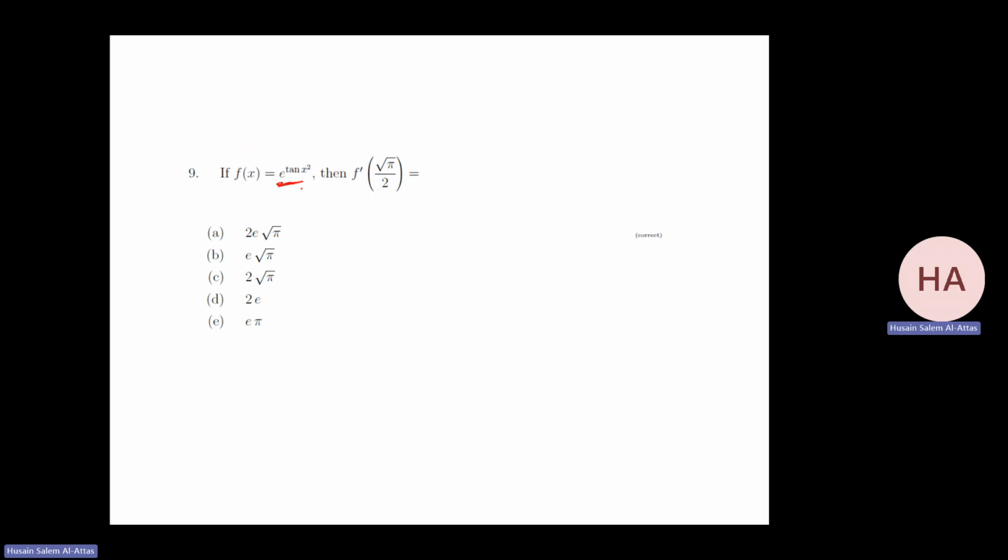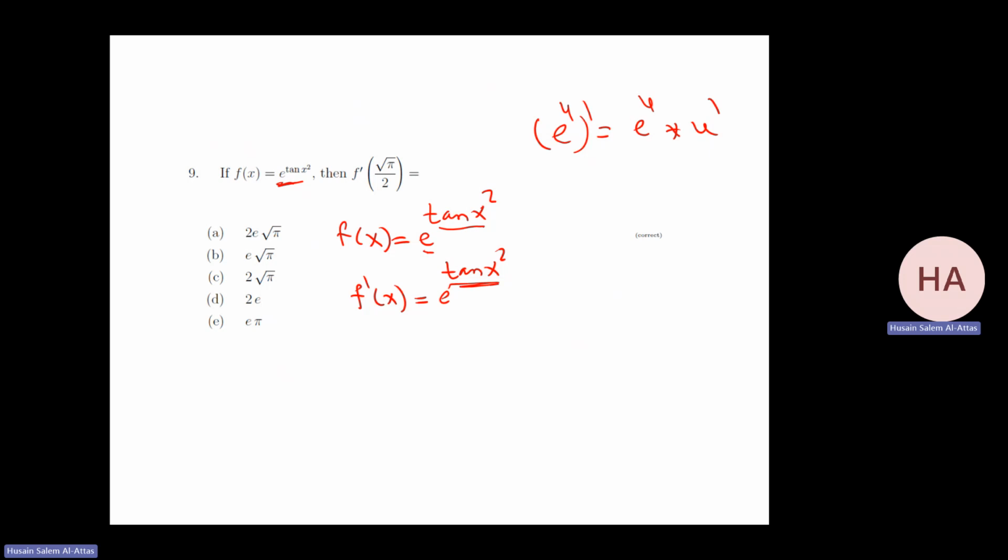So this is my function. So f of x, e to the power tan x squared. So I have e to the power u. So f prime will be e to the power u. Don't forget, the derivative of e to the power u is e to the power u times u prime. Then find the derivative of tan of x squared. Tan of something will be secant squared of x squared times the derivative of this, which is 2x.